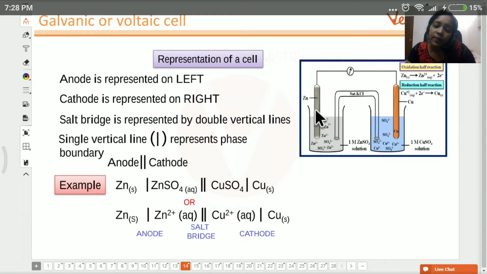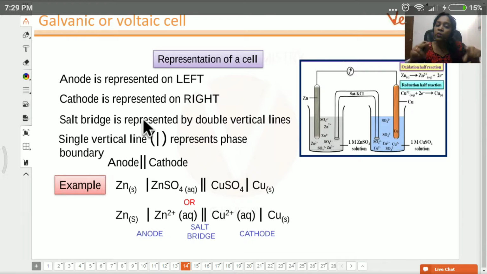We learned that continuously, zinc is undergoing oxidation. What is happening to copper? Copper is undergoing reduction. So there's going to be an accumulation of charges at each of the electrodes. To balance both, to maintain electrical neutrality, to make sure that no accumulation of charges occurs at any one electrode, or in other words, to maintain the electrical neutrality of the electrolyte solution, a salt bridge is used. That is the main function of a salt bridge.